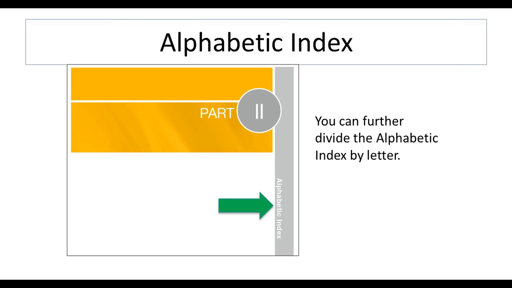Now place the tab at the beginning of the alphabetic index to make it easy for you to navigate directly to the index when searching for identified main terms. Label this tab Alphabetic Index. You may choose to add additional labels after this exercise to divide the alphabetic index by letter.